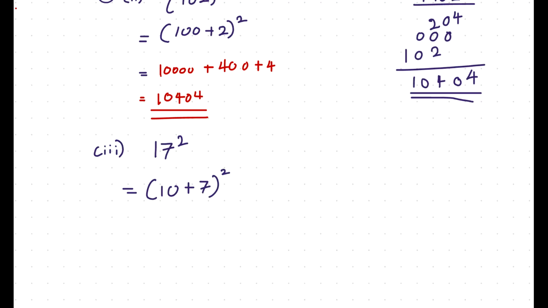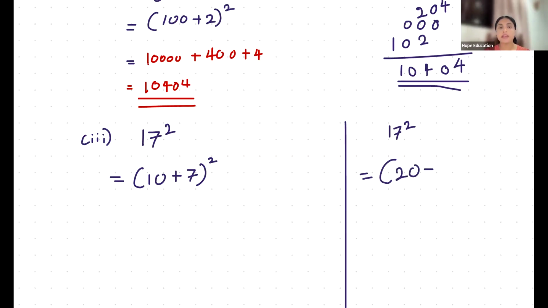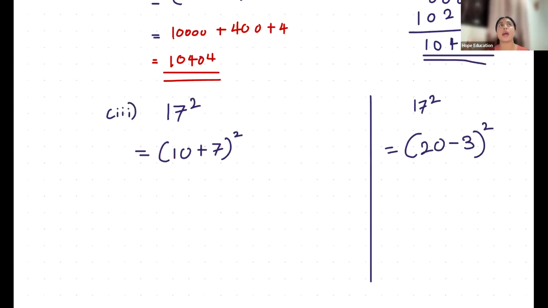20 minus 3. Okay, that's a good one. So we have to select numbers that are easy to simplify. 20 is also easy. So you can get it as 20 minus 3 squared as well. I will use both these methods and show you. For those of you who took 17 squared as 10 plus 7 squared, this is how we simplify.